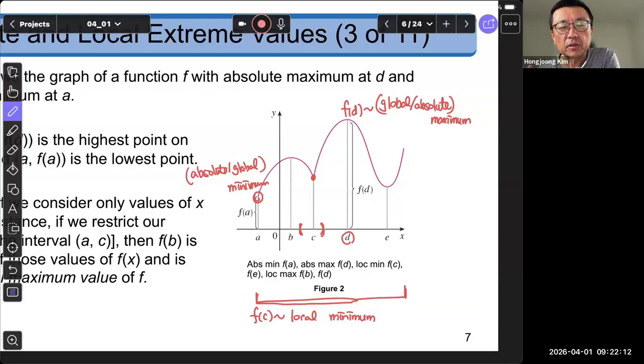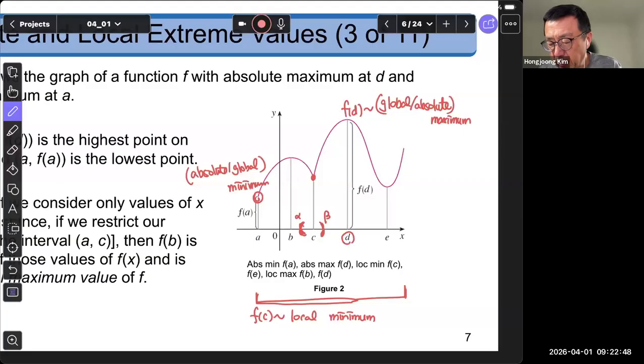One more time. If you can find some interval around c, say from alpha to beta, within the domain, and f of c is the smallest value on that interval, in that case we say f of c is a local minimum.